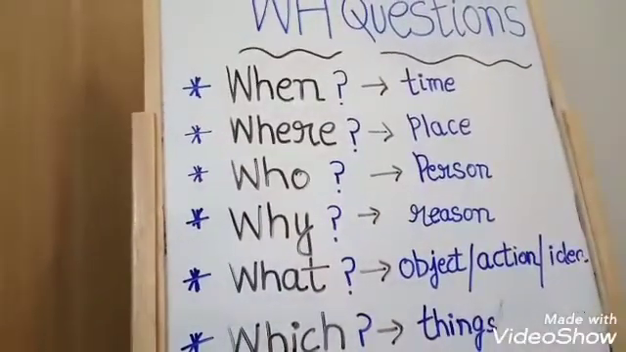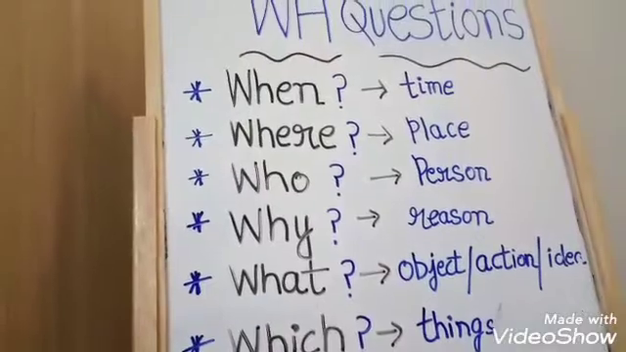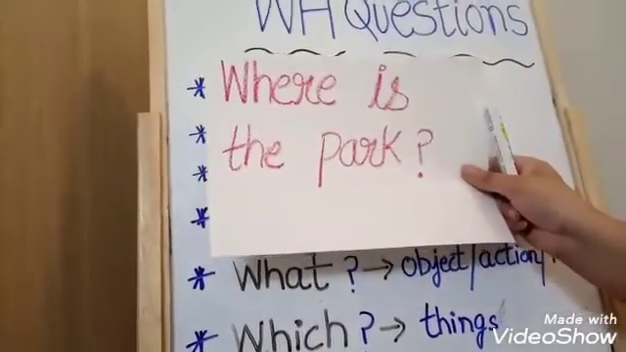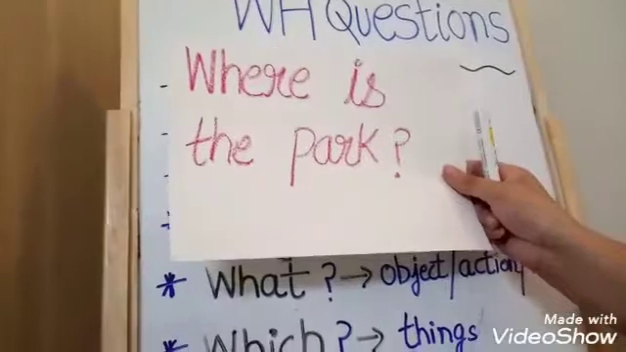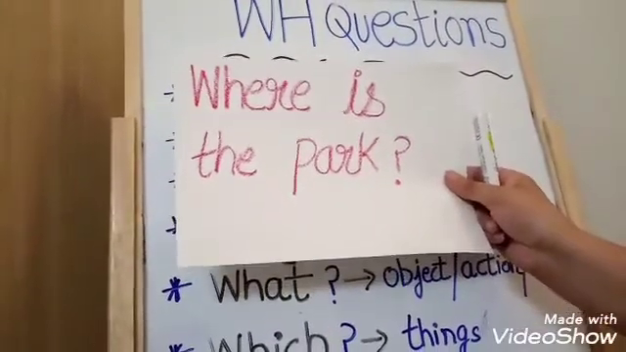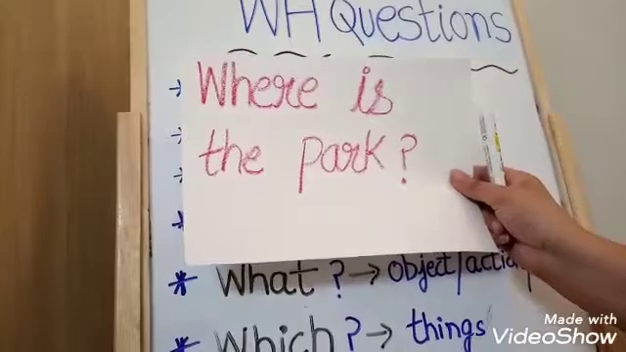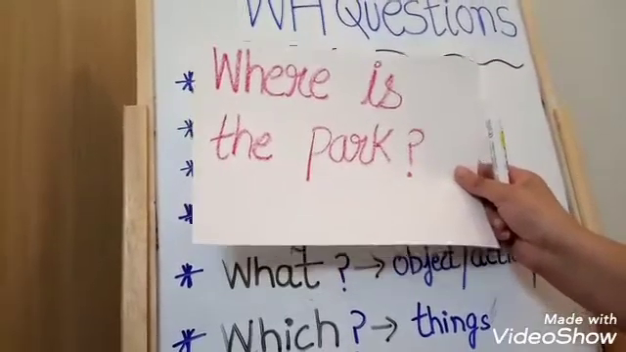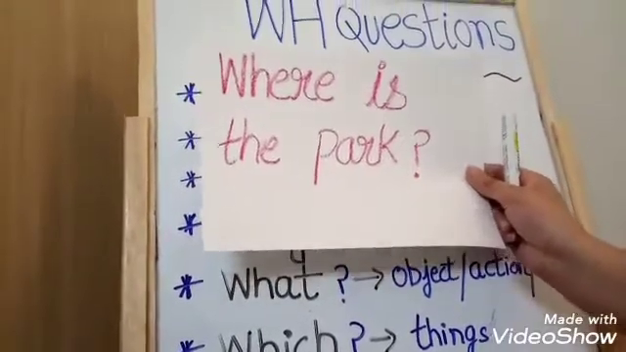You can also ask, where is the park? So the answer would be, the park is on the right hand side. So you got to know the location of the park, the place where it is located.